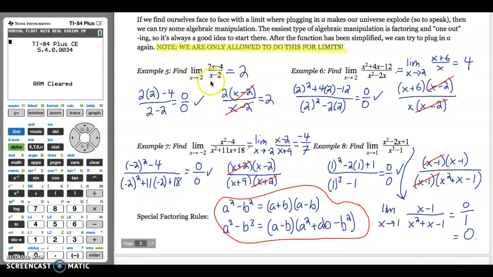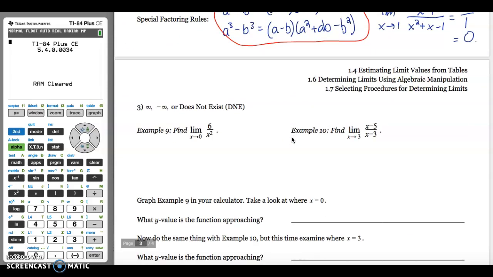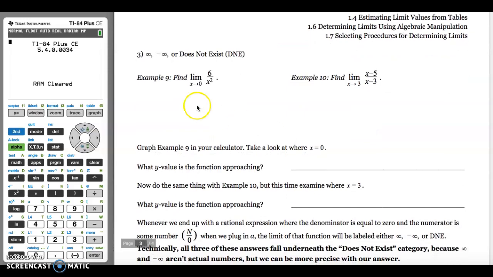In this example, we tried to plug in 2, we got 0 over 0, so then we were able to factor out a GCF from the top expression, and then you were able to cross off or cancel those terms and actually find your limit that way. However, sometimes you're still going to run into tricky limits that look like this. And so we'll try these examples and talk about how to figure out your answer from here.